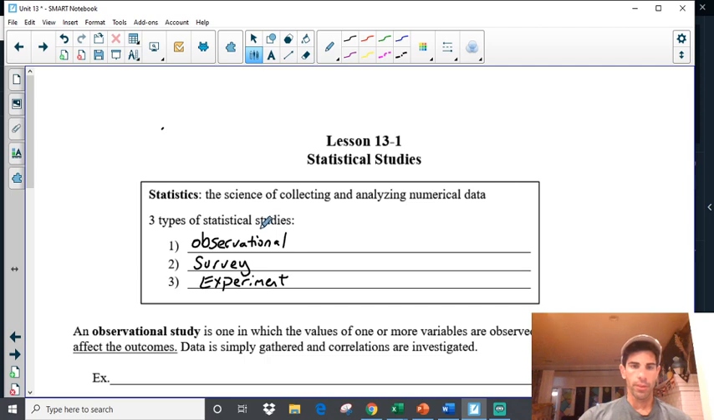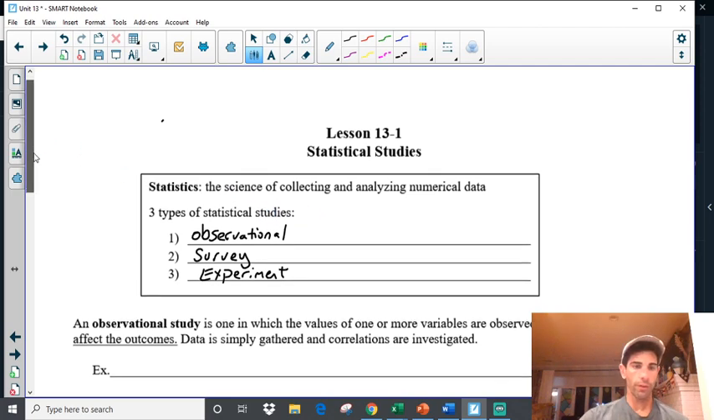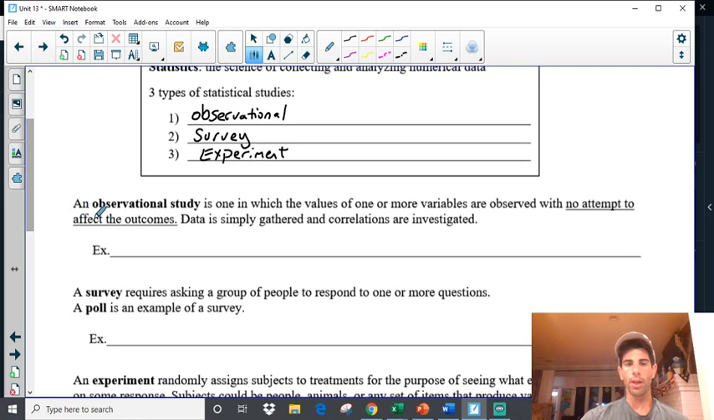All right, so there are 3 types of studies that we have. So the first one, an observational study, is one in which the values of one or more variables are observed with no attempt to affect the outcome. So data is simply gathered and the correlations are investigated. It's just kind of like watching. There are lots of different observational studies. Here's a weird one for you. Is yawning contagious? So if you're just in a room watching a whole bunch of people and somebody yawns, watch and see if other people yawn. That's one type of observational study.